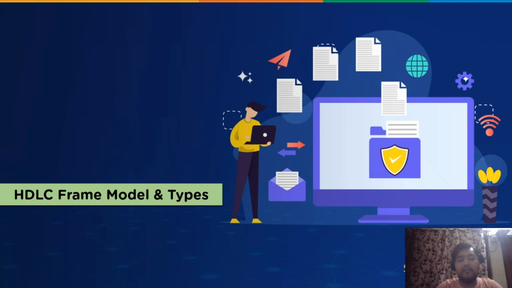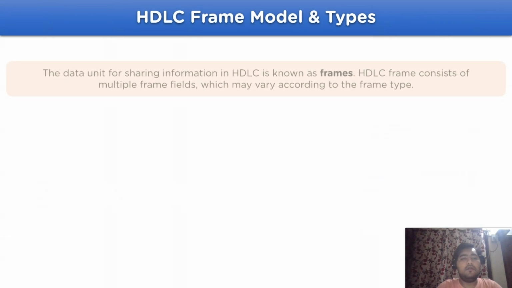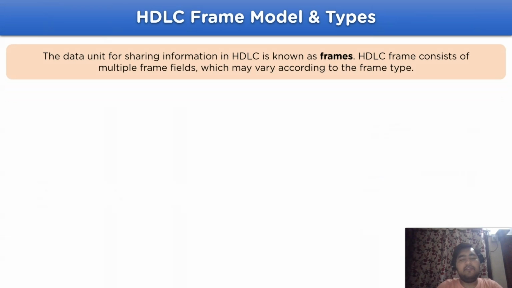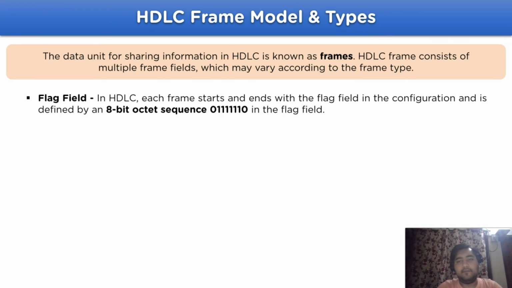Moving on, let's take a look at the HDLC frame model and types. The data unit for sharing information in the HDLC protocol is known as frames. The HDLC frame consists of multiple frame fields which may vary according to the frame type. In general, the HDLC frame consists of 5 different frame fields, where the first field is flag field.